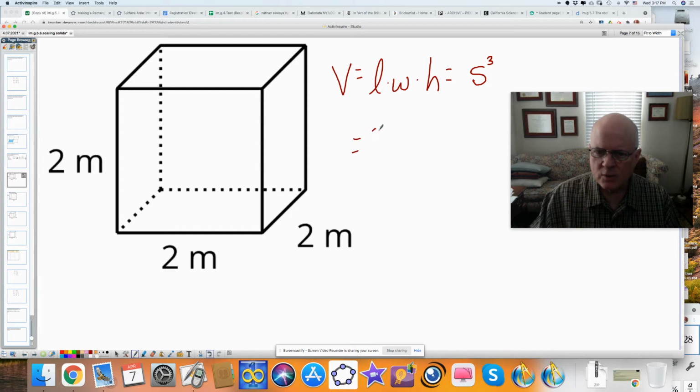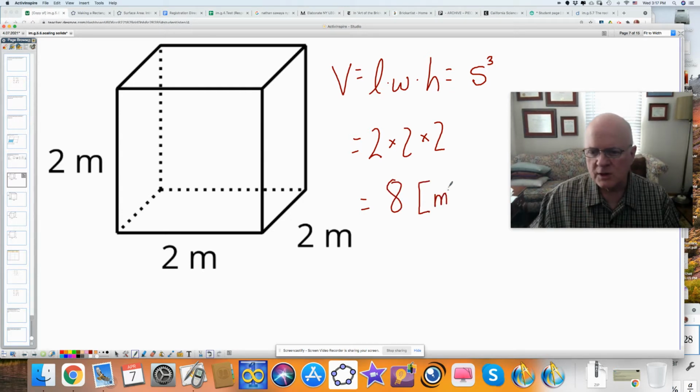And in your head, maybe you went 2 times 2 times 2. And 2 times 2 times 2 is equal to 8. So you said the answer is 8. Don't forget about the units. The units here is meters cubed. That is because I have meters times meters times meters. Length times width times height. Meters times meters times meters is meters cubed. And the answer is 8.